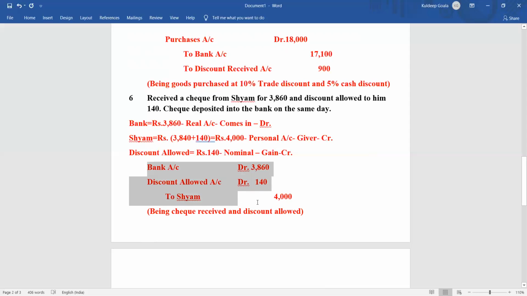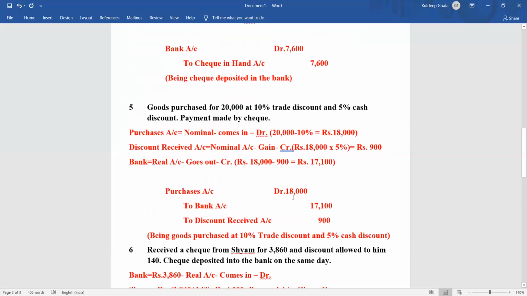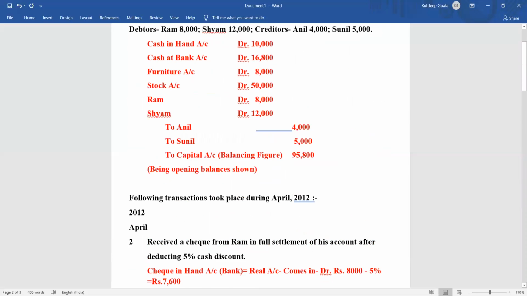Just try to understand. I'm highlighting it because here you might have difficulty in understanding. So you can see that Sham, how much did he pay? 4,000. How much was the settlement amount? 4,000. You can look at the first transaction and you will understand how the concept comes.